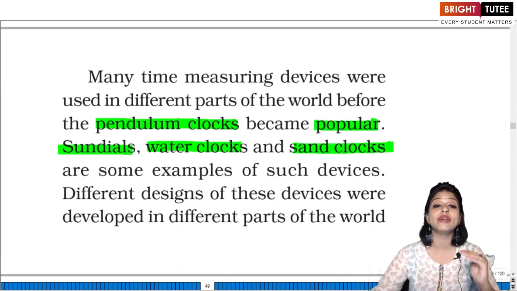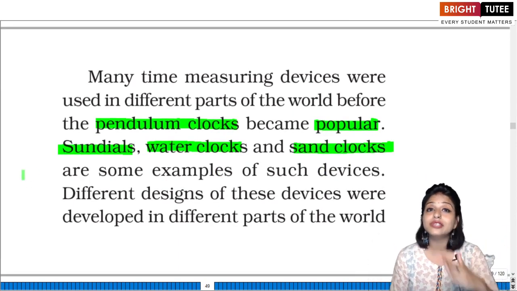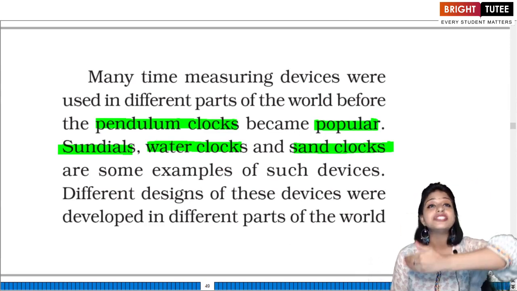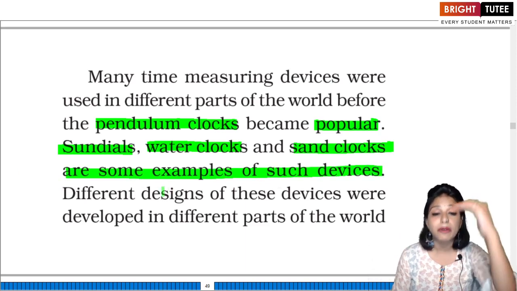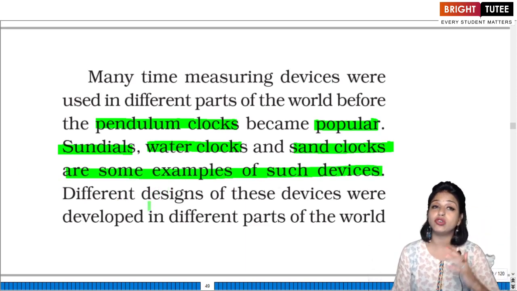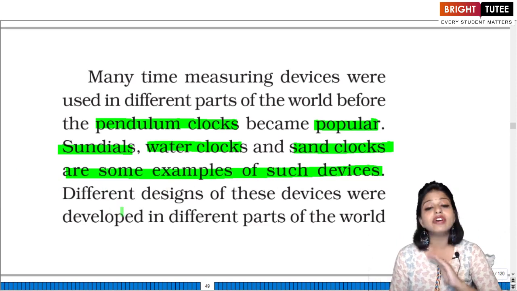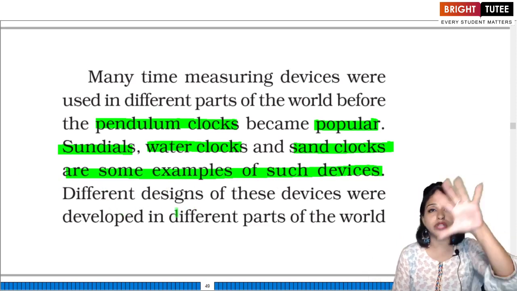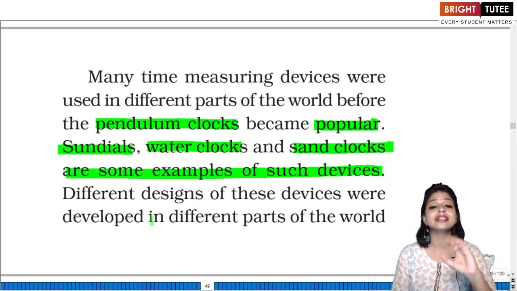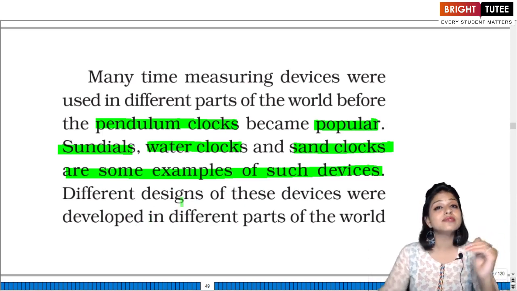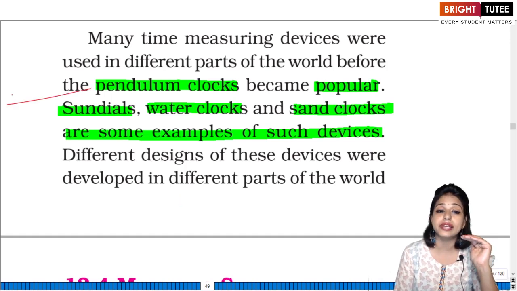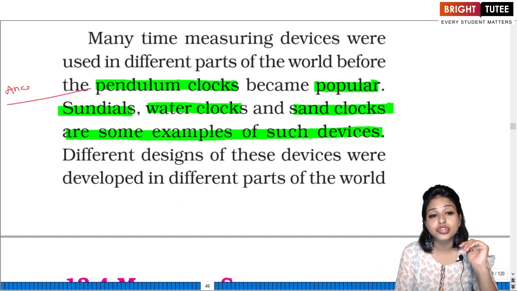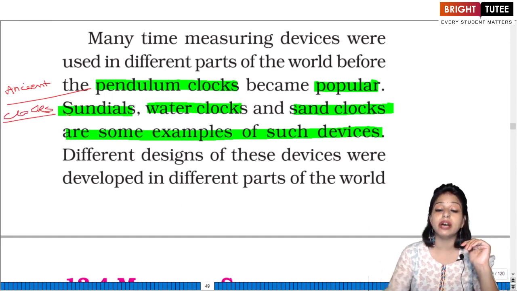Even Newton was famous for using sundials. Sundials use the power of the sun and the shadow to tell the time. These were the examples of time measuring devices before the pendulum clocks got popular. There were different designs of these devices around the world. So as the place was changing, the design was also changing. But these were the basic kind of clocks that were used in ancestral times. So these are the ancient clocks that we used to read time earlier, right?